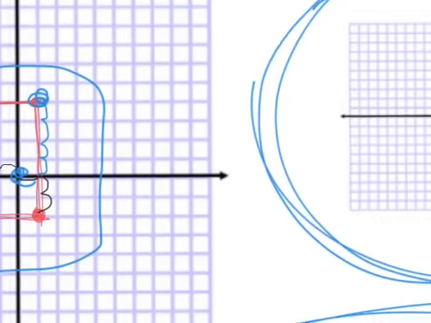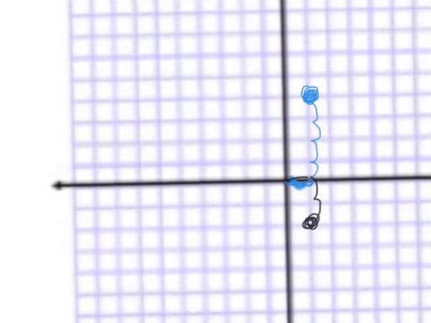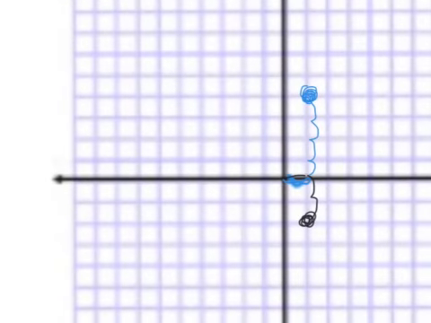So let's see what we got. I'm going to copy this over here. Do the same exact thing, except it's smaller now. 1, 2, 3, 4, 5, 6, 7 to the left, and 1, 2, 3, 4 up. So we're right there for another point.